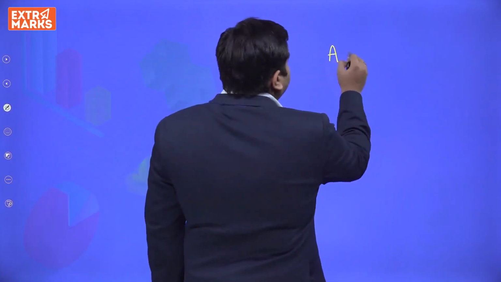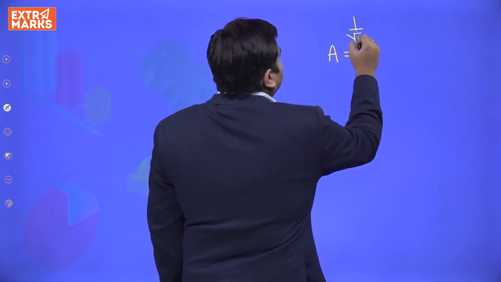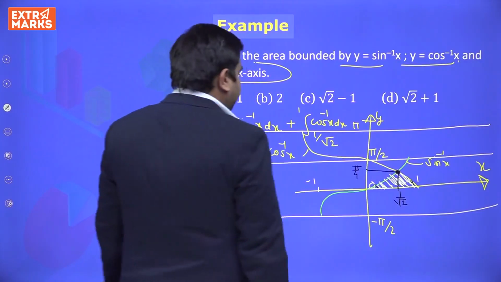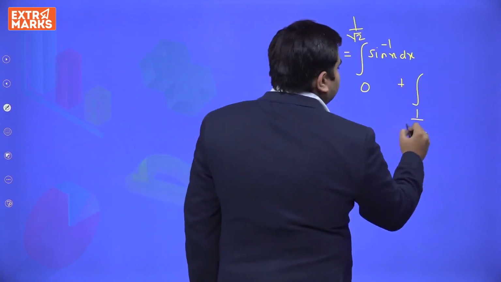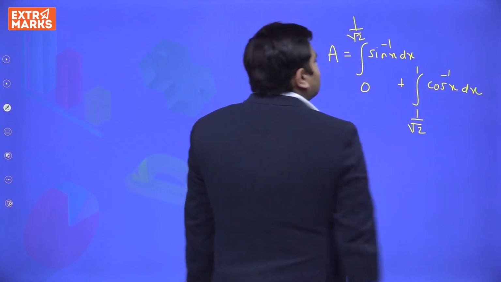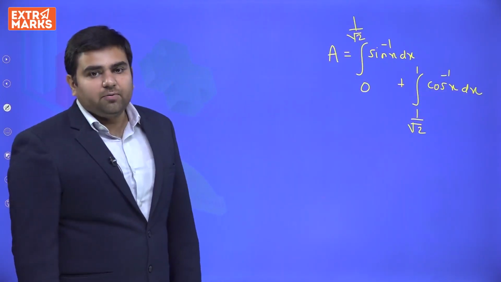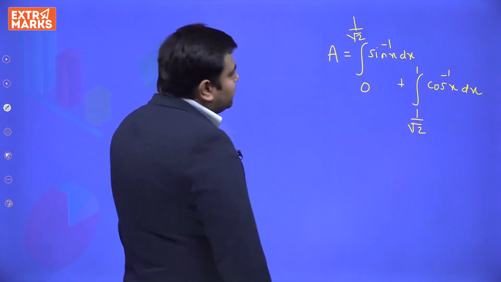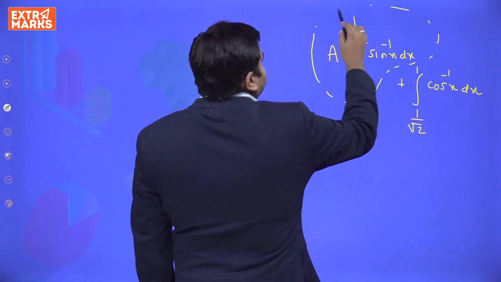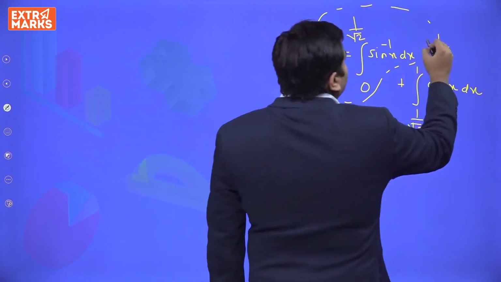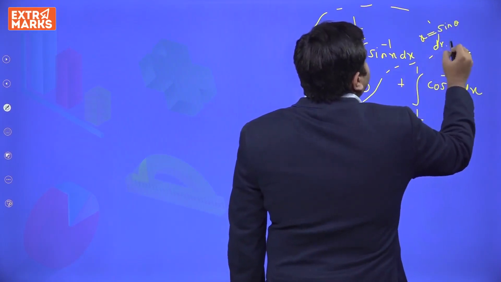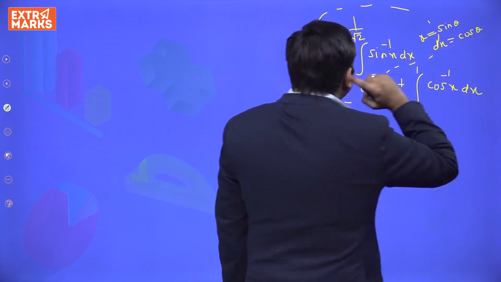So the expression is 0 to 1 by root 2 sine inverse x dx plus 1 by root 2 to 1 cos inverse x dx. So I would be making use of inverse trigonometric functions over here, right? Now to evaluate this integration, I will substitute x equal to sine theta. So what will be dx? Dx will be cos theta d theta, right?